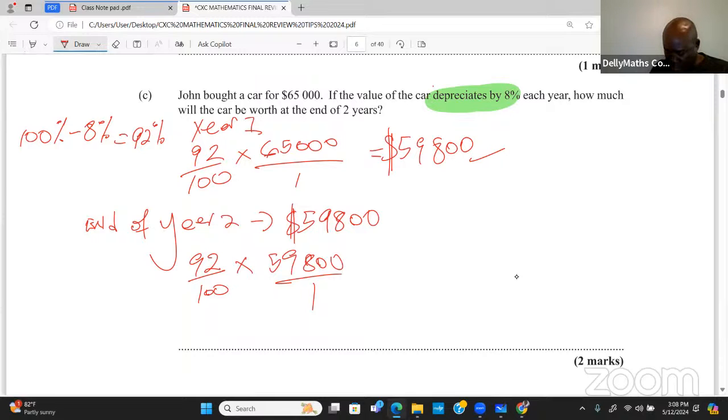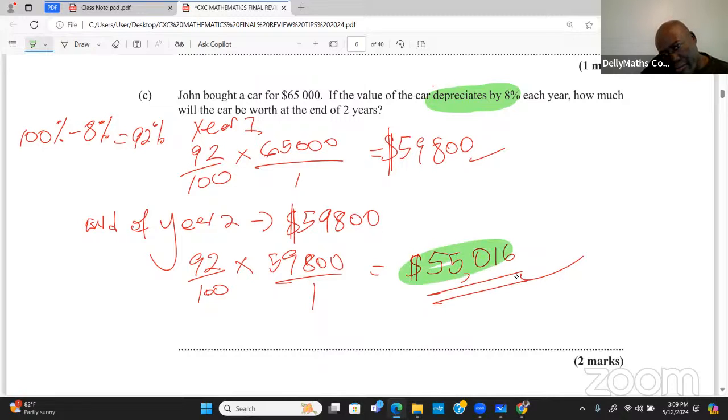All right. So let's work that out. Make sure that we're not making any error with the numbers. So after the second year of depreciation, we're getting $55,016. After 2 years, this is what the car is now worth at the end of that period, right? So we're dealing with depreciation right there. And remember, when you're dealing with depreciation, value is being taken off.